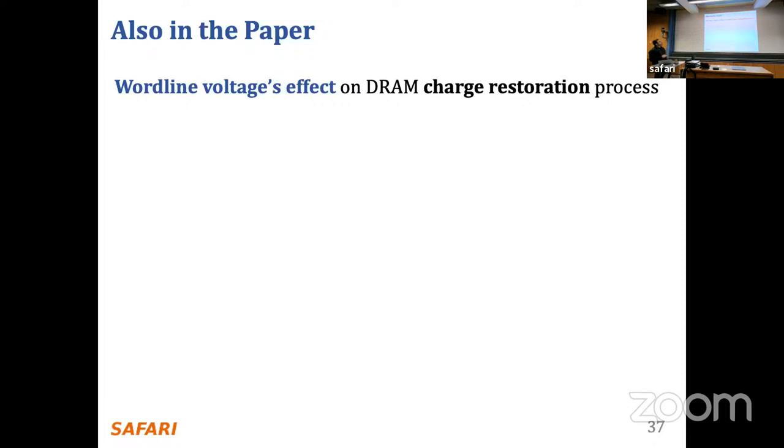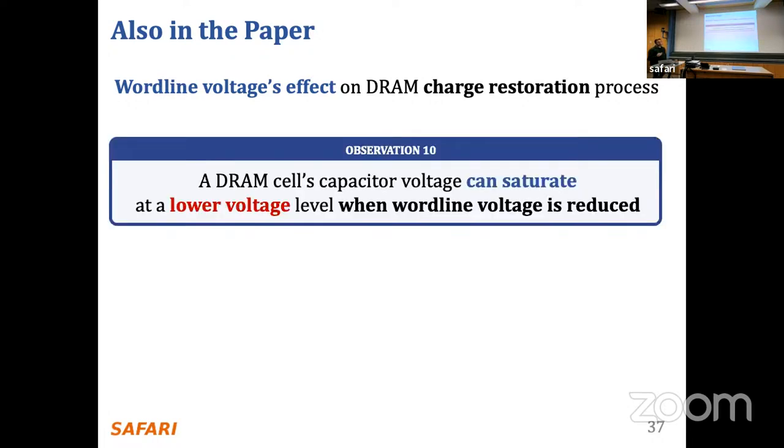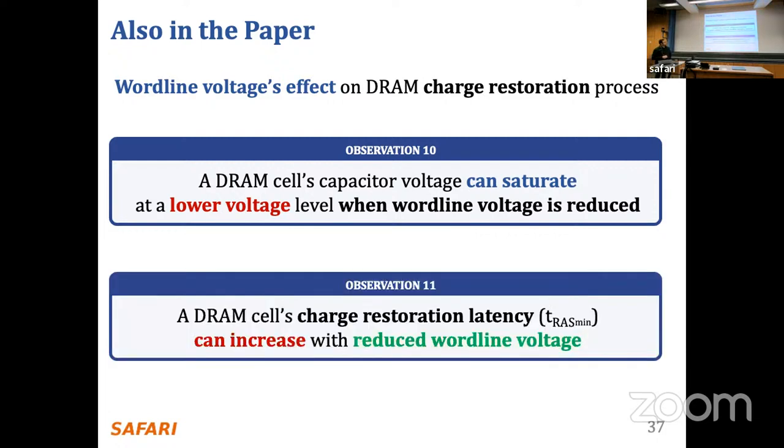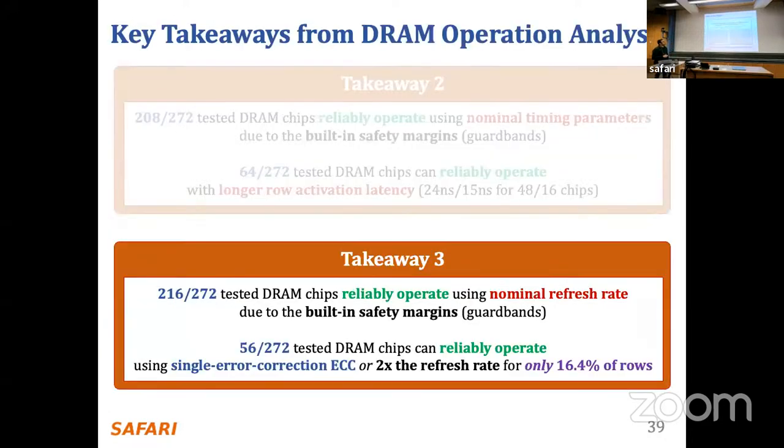So we look at the wordline voltage effect on the DRAM charge restoration process. I'll not go into detail about that. So the result is that the DRAM cell's capacitor voltage can saturate at a lower voltage level when wordline voltage is reduced. And DRAM cell charge restoration latency also can increase with reduced wordline voltage. But again, the same idea: when you use nominal values, you have the guard band and it's mostly okay. But this is important. When the capacitor voltage saturates at a lower voltage level, now your retention time can get reduced, right? So we also look at that.